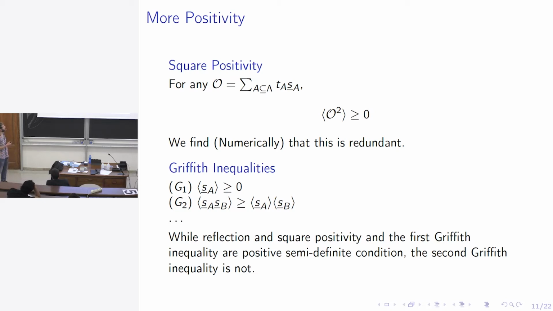But numerically, we find that this is redundant. This is just an experimental observation: for any bound that we found, we tried to add square positivity in addition to reflection positivity, and it did not improve any of the bounds, not in any way that we could observe. The last positivity is very specific to positive J and very specific to this model. It's called Griffiths inequalities. I think the first place that it was derived is some book by Jaffe, but maybe there are papers where it appears before.